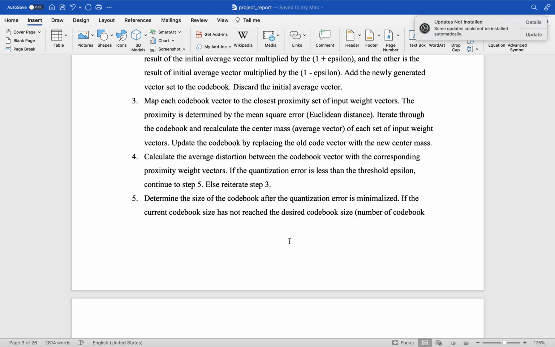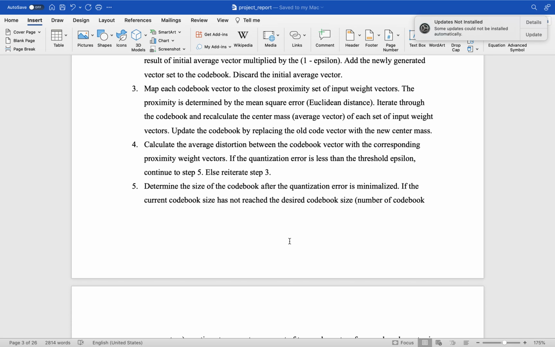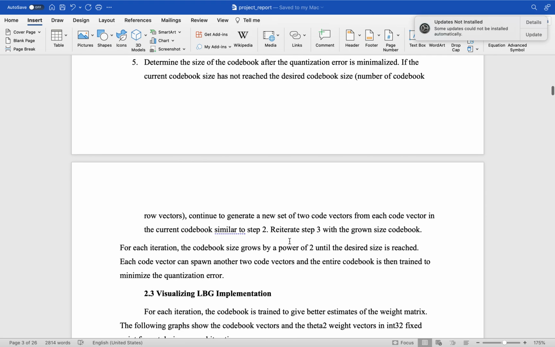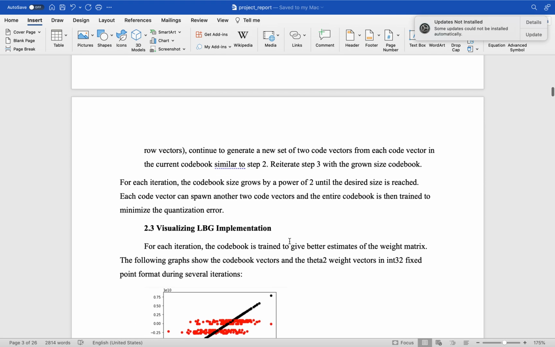will get regenerated into two. Each will get split into two code vectors. Each of the new code vectors is the old code vector multiplied by a factor of 1 plus epsilon, and the second one is the old code vector multiplied by a factor of 1 minus epsilon. So the codebook size in total will be a power of 2, because each old code vector will spawn 2 new code vectors.